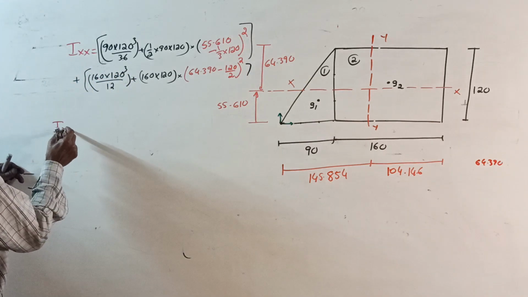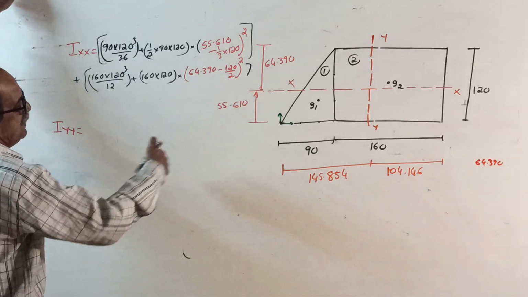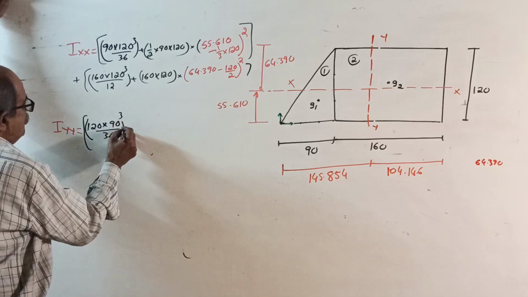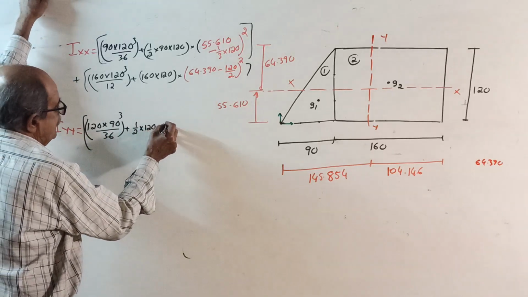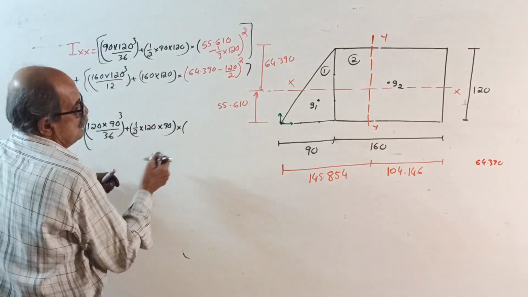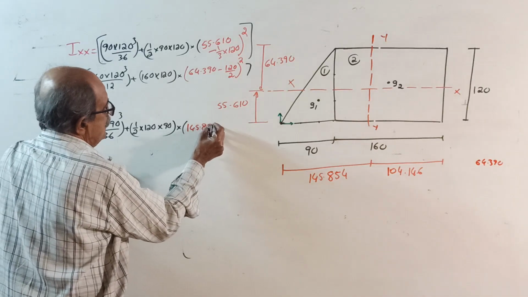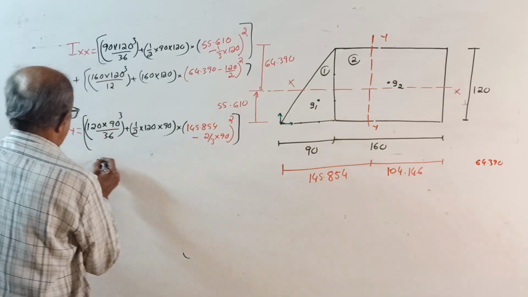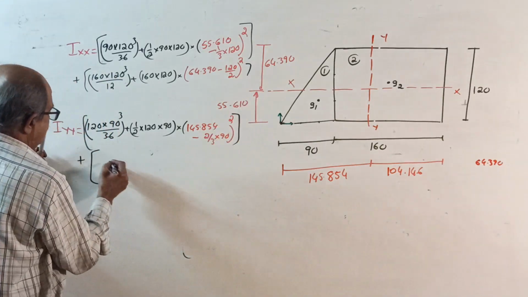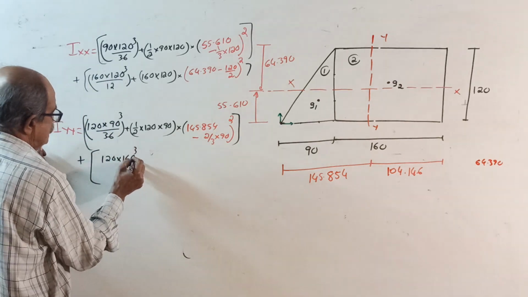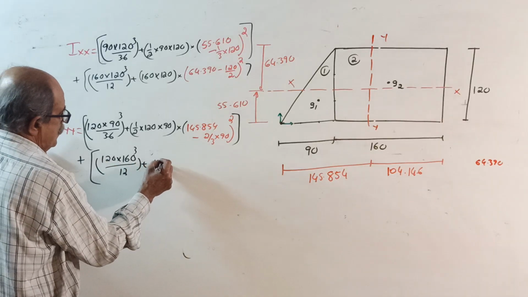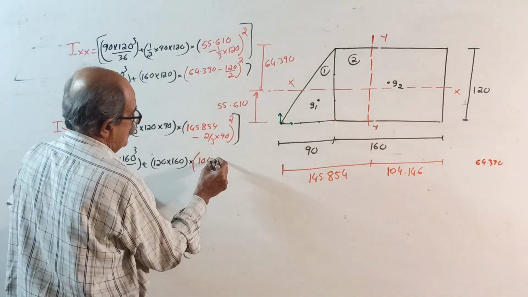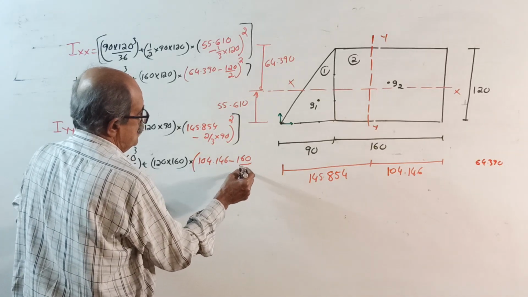Iyy is 120 into 90 cube by 36 plus half into 120 into 90, the area, into 145.854 minus 2 by 3 of 90 whole square, plus 120 into 160 cube by 12 plus 120 into 160, the area, into 104.146 minus 160 by 2 whole square. Over. No explanation, sorry.